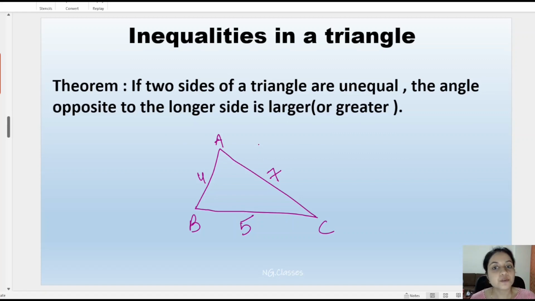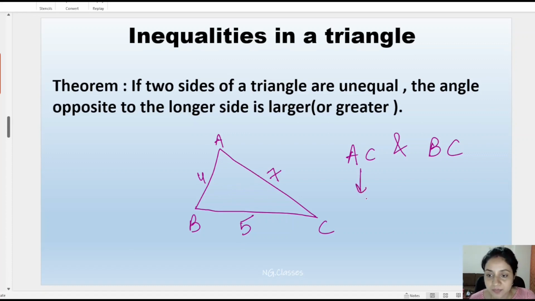Now here, if two sides of a triangle are unequal, we can take any two sides. Let's take side AC and side BC. These two are unequal. Then the angle opposite to the longer side, AC, that is the longer side, opposite to that we have angle B. So opposite to AC there is an angle B.